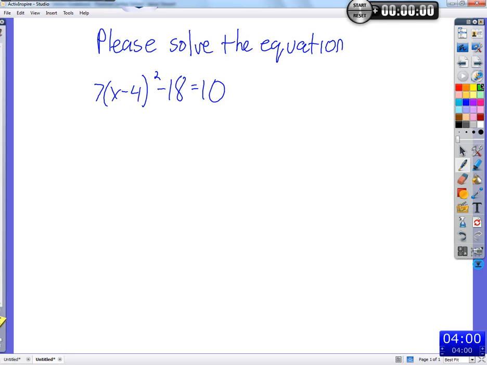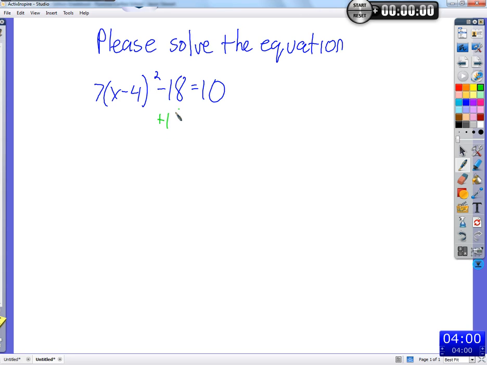Reminder of this type of problem. This is a quadratic equation, like every equation we've seen in chapter 4. It's written in a nice, really convenient way for solving, finding the solutions. I'll just show you how to do it. It's not the only way, but it is the way that most efficiently uses square roots.